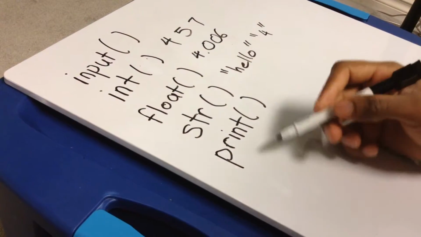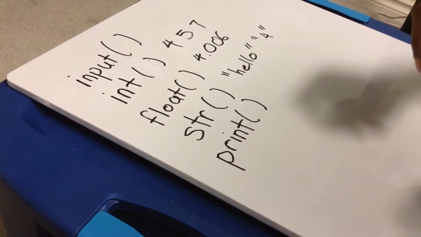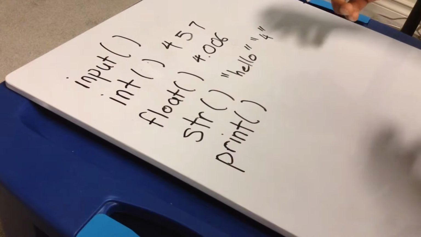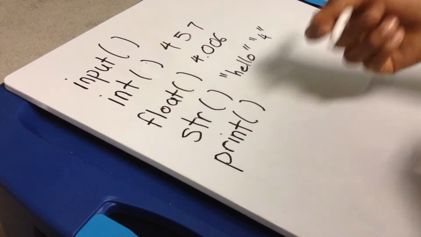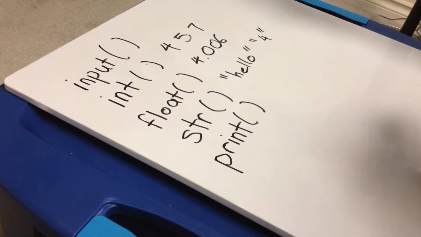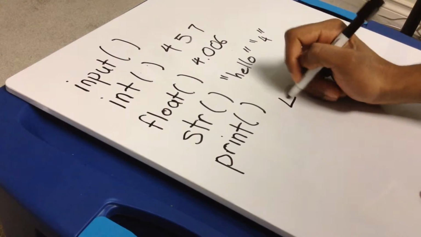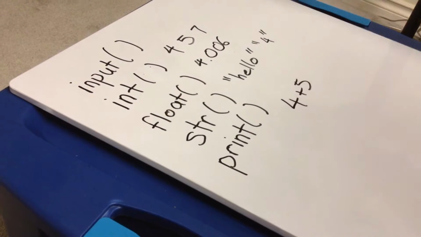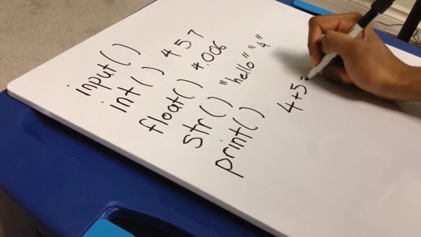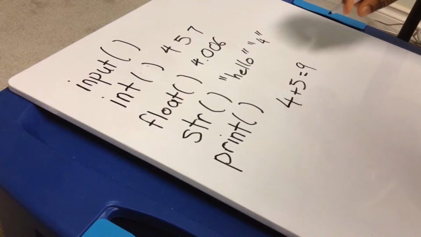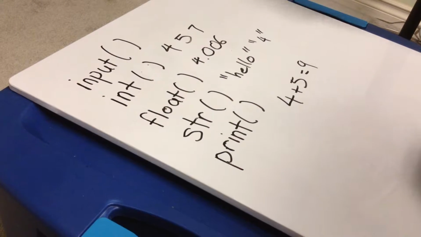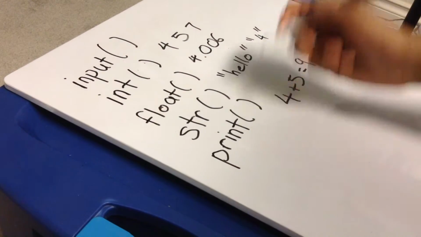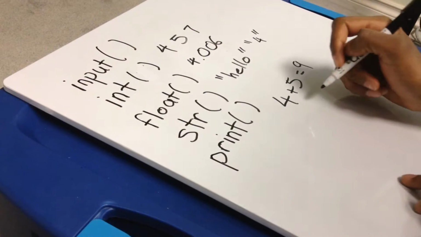Alright, now we're hitting the print function. What this function is basically, if you put a number in some kind of program, like 4 plus 5, the computer will know that the answer is 9. But it will not display the results until you call on the print function, and then it prints out 9.